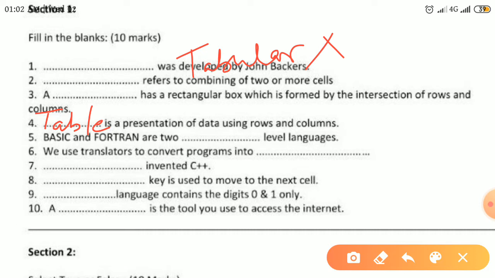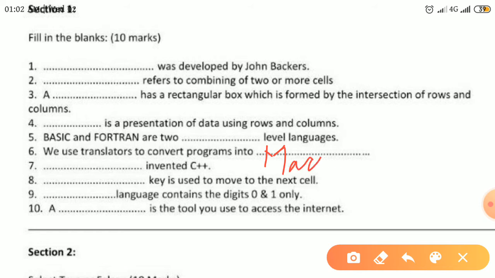Now see the fifth one. Basic and Fortran are two dash level languages. The answer is quite easy. It is high. H-I-G-H, high. Now the sixth one. We use translators to convert a program into your machine language. Machine language.